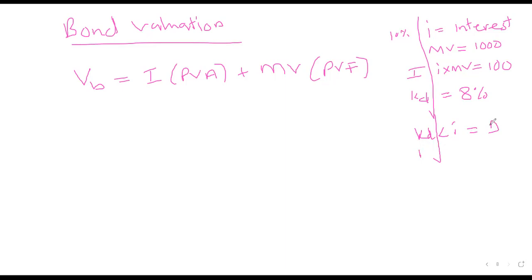No, the premium bonds, because what is important is the coupon interest. If the coupon interest is more than the market rate, it's a premium bond. If they're equal, it's at par. It's a par bond. If the coupon interest rate is smaller than the market rate, it's a discount bond.